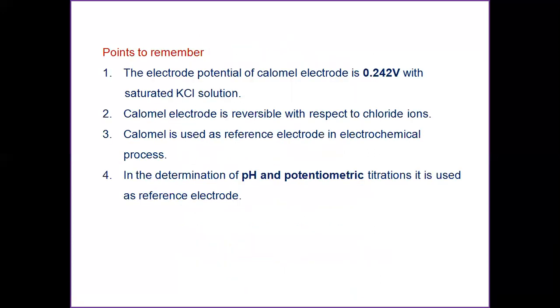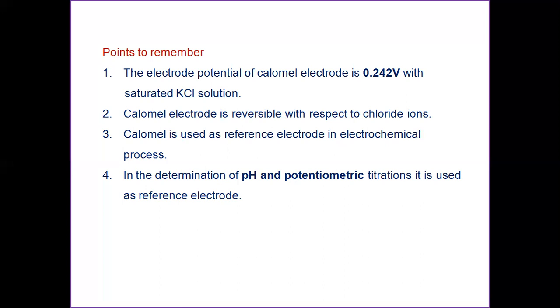So a few points we have to remember with respect to the Calomel electrode. The electrode potential of Calomel is 0.242 volt when we use saturated KCl solution in the Calomel electrode. And it is clear from the Nernst equation and the anodic and cathodic processes that the Calomel electrode is reversible with respect to chloride ions. So as the concentration of chloride ion changes, potential changes. That means if the chloride ion concentration is high, potential will be low. If the chloride ion concentration is low, potential will be high.